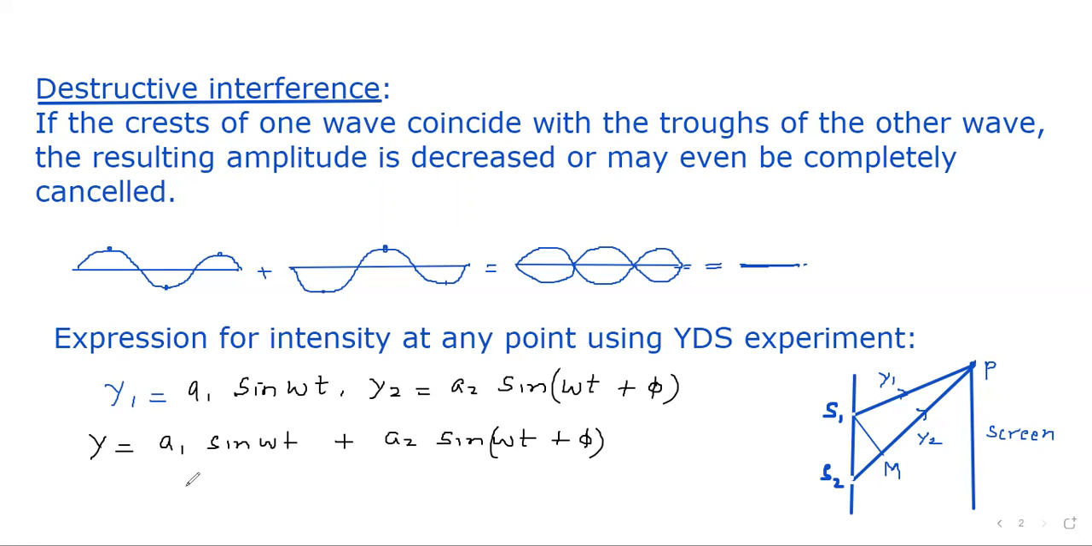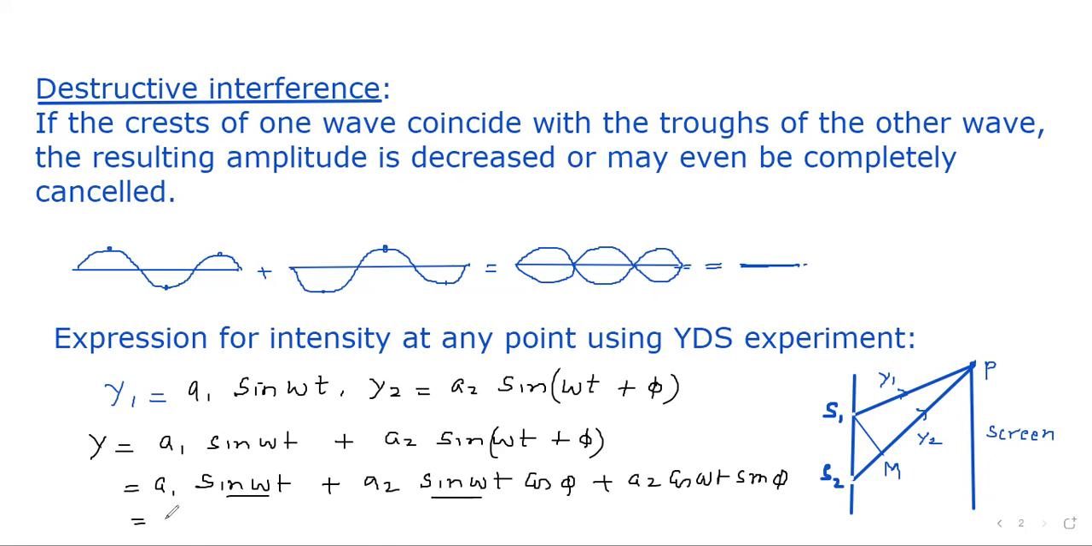and then we open this bracket. So A1 sine omega t plus A2, this will become sine omega t cos phi plus A2 cos omega t sine phi. From here, we can take out sine omega t. So y equals (A1 plus A2 cos phi) times sine omega t plus A2 sine phi cos omega t.